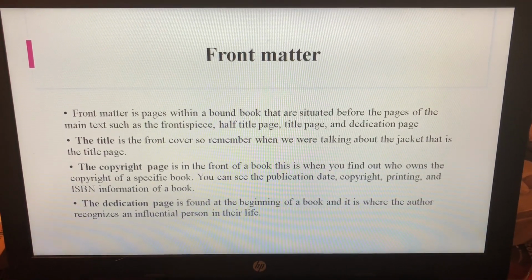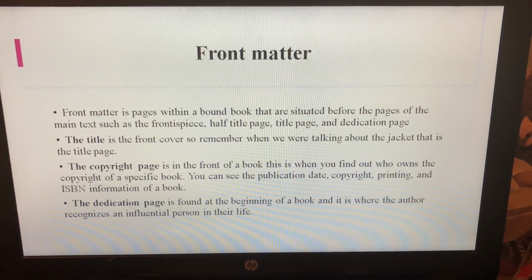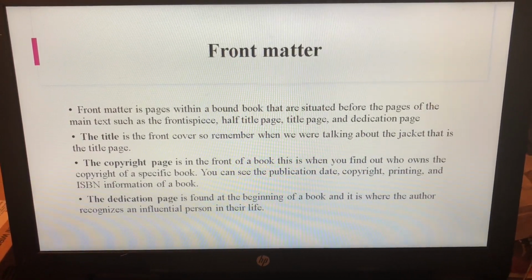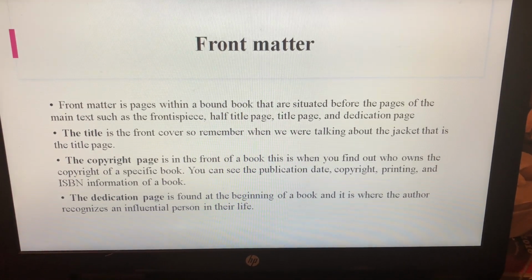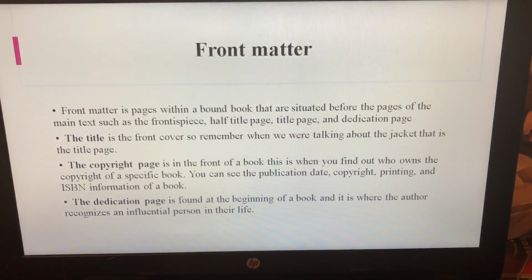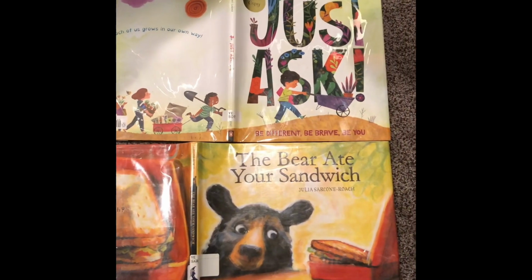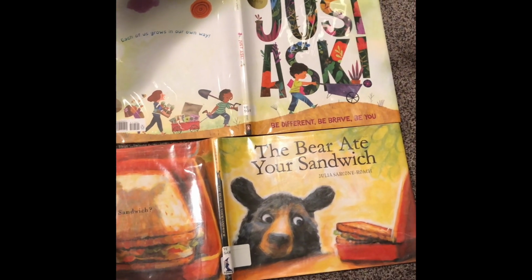That is when you find out who owns the copyright of a specific book. You can see the publication date, copyright, printing, and ISBN information of a book. The dedication page is found at the beginning of a book, and it is where the author recognizes an influential person in their life. What is going on in the picture on the title, copyright, and dedication page, and what do you see that makes you say that?